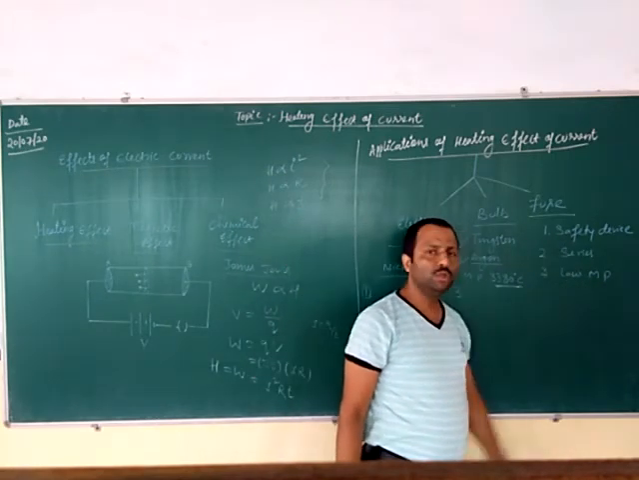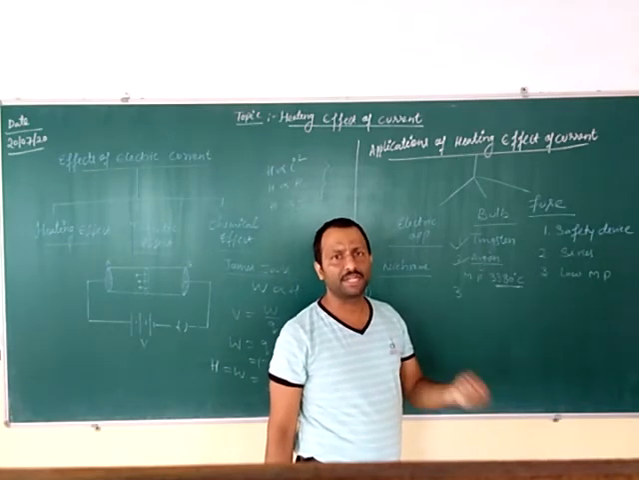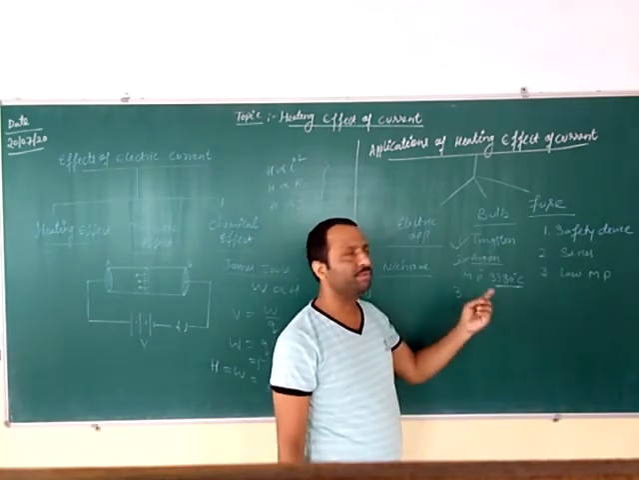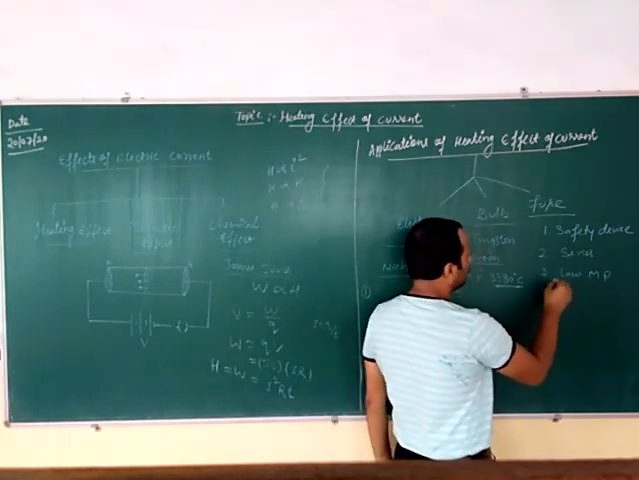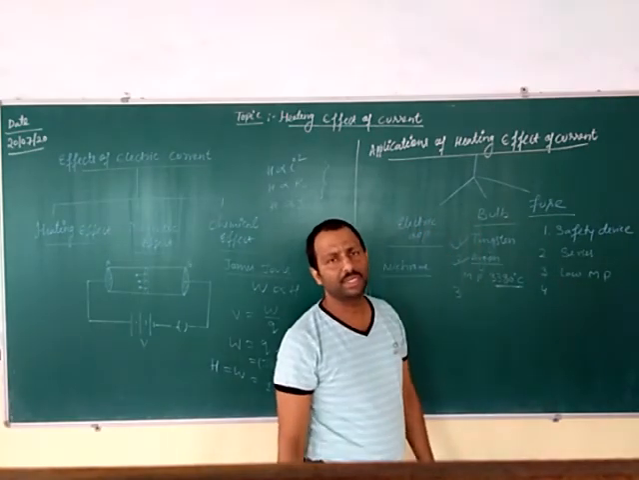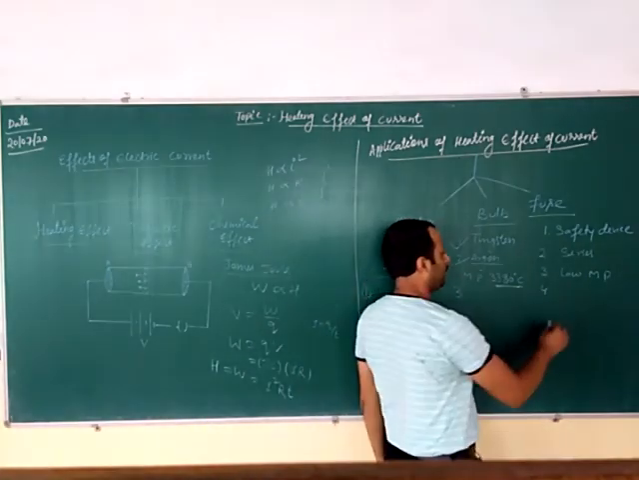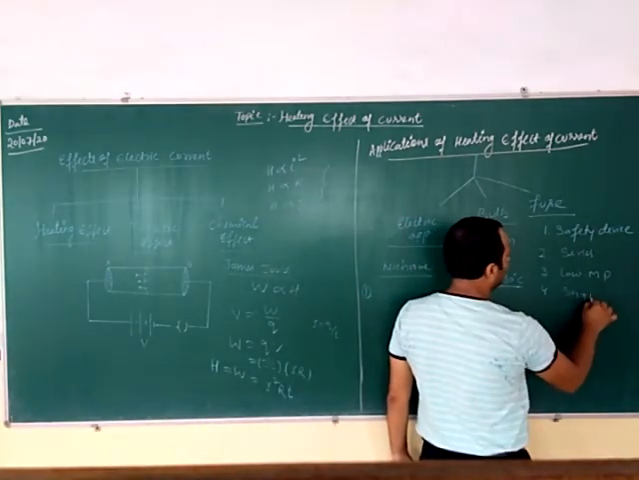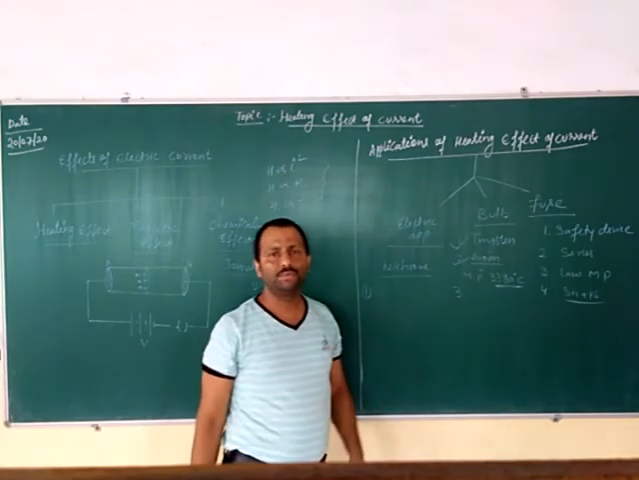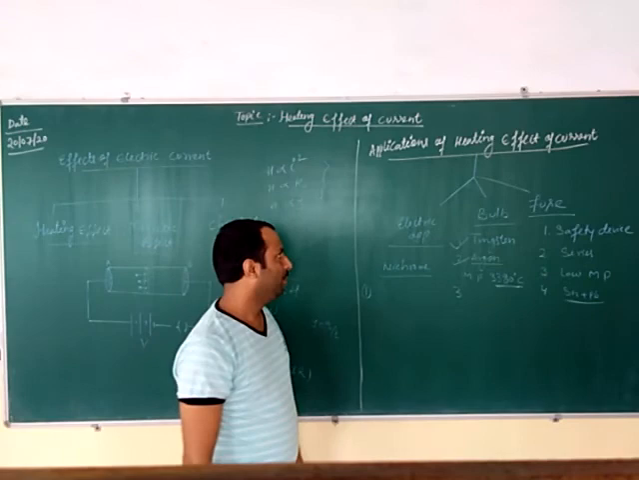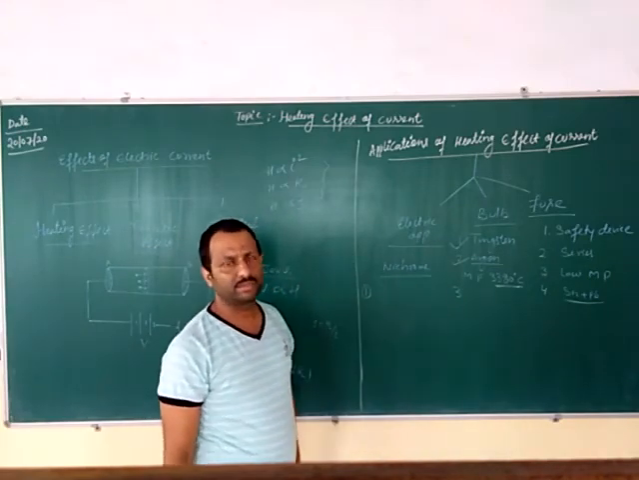Fuse wire has low melting point because whenever the current exceeds the rated value, it will melt. And one more question which comes from the fuse is what are the constituents of the fuse? It is made up of a tin and lead alloy. You have to remember it is an alloy made up of tin and lead. Among these three topics, such type of questions are asked in the board exam.